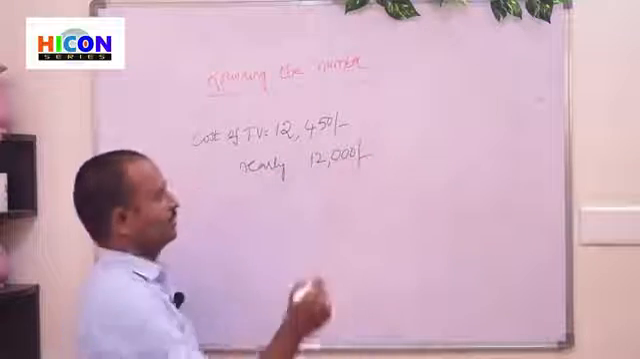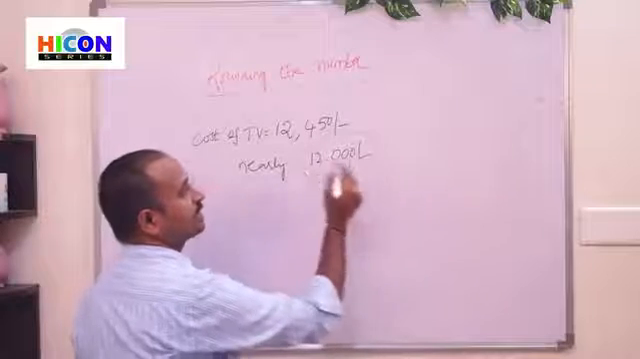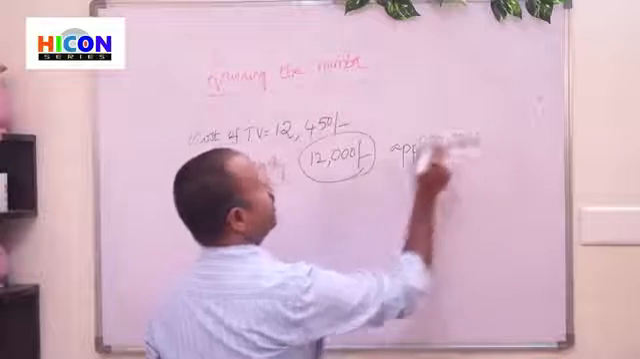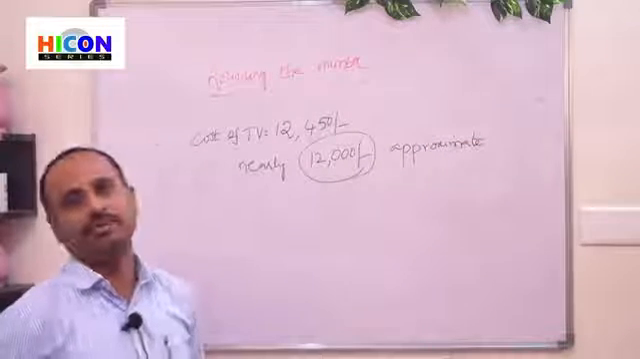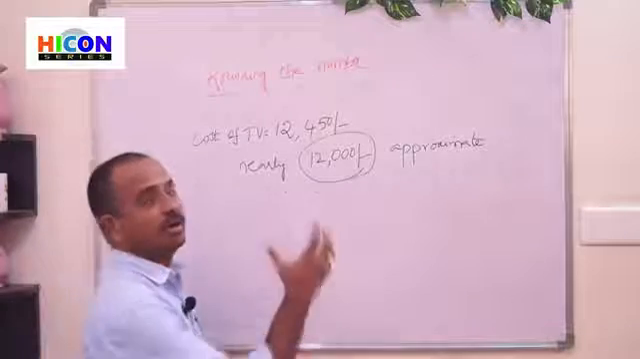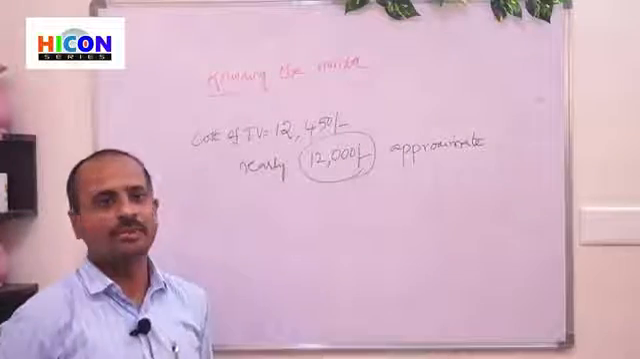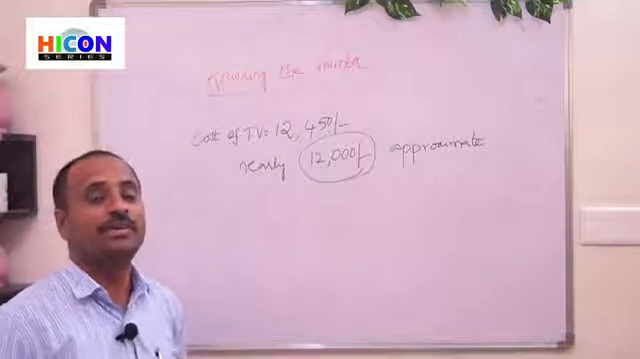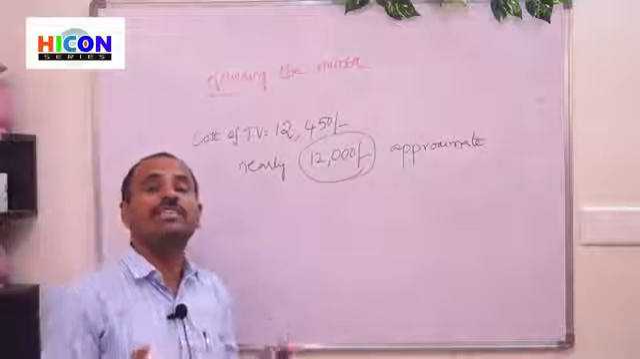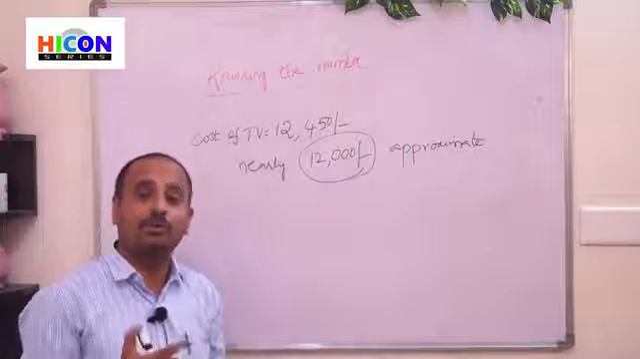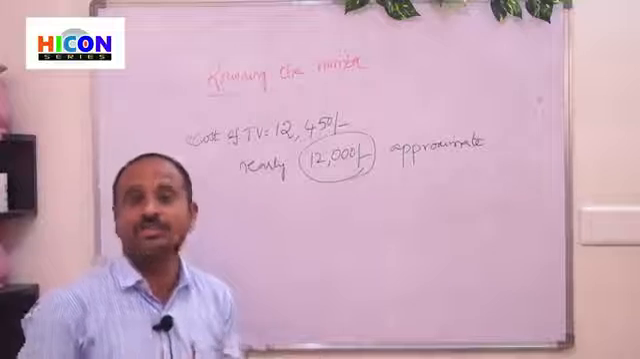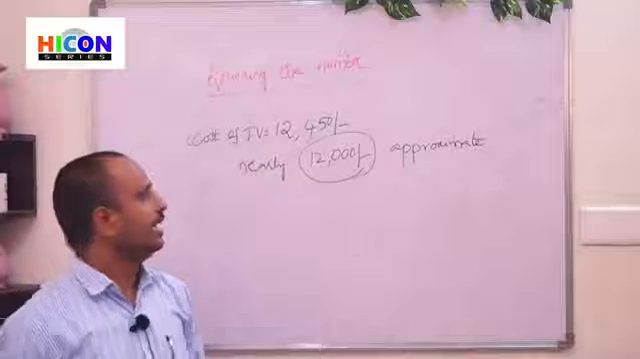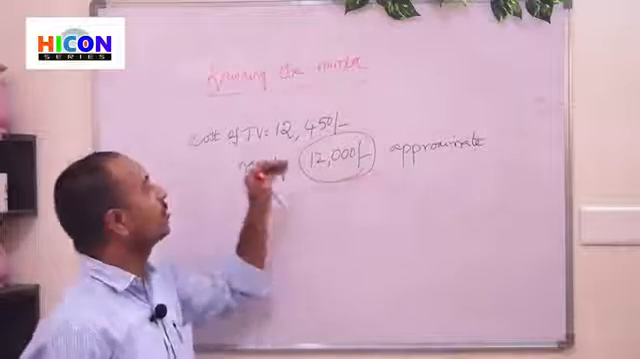This nearly number is called an approximate number. This approximation is called rounding the numbers. Here we don't remember the exact value of the TV, 12,450. Then we can say generally the cost of the TV is nearly 12,000, or approximately 12,000. This nearer value, this approximation, is called rounding the numbers.